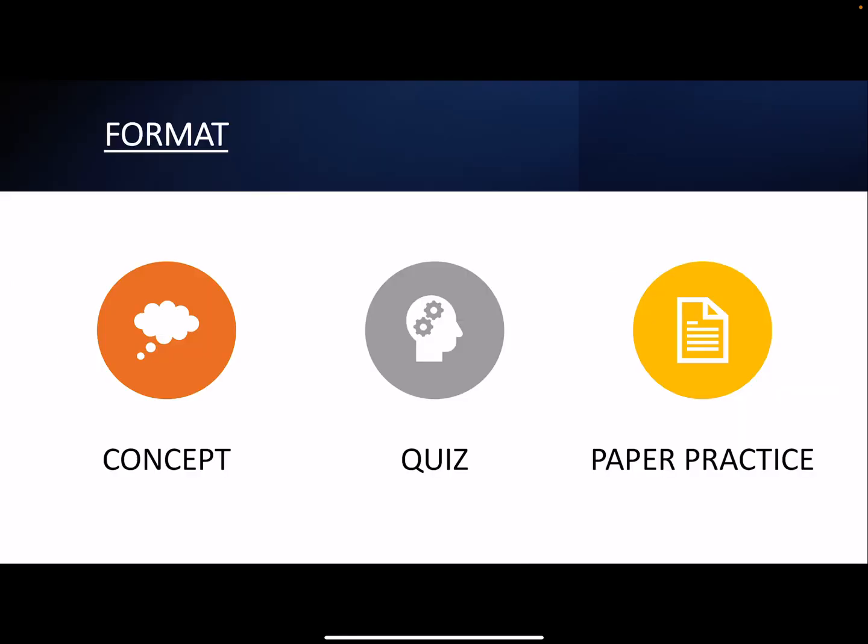So moving on, the format for these lectures will be basically divided into 3 steps. I will introduce a concept, and then I will quiz you on it, and then we will do some past paper practice. Now, this is very, very important. No matter how much you learn something or how much knowledge you gain, one thing that I've experienced is that unless you practice what you've learned, it's basically useless. So knowledge without practice is useless. So paper practice, I can't emphasize enough. It is very, very important. And so we'll focus on that a lot.